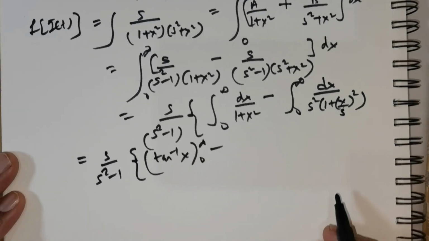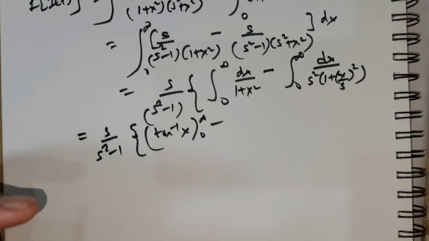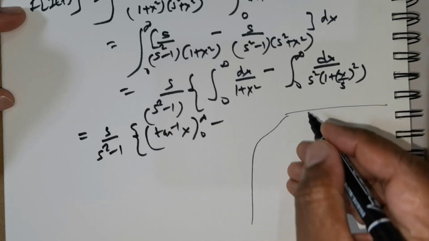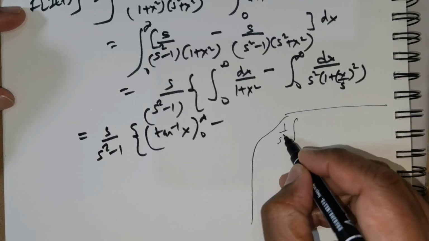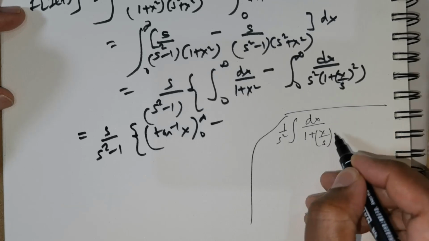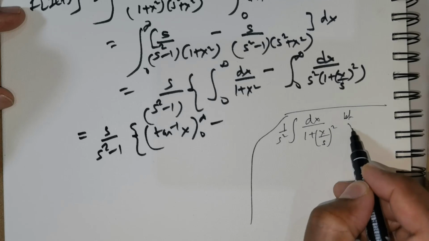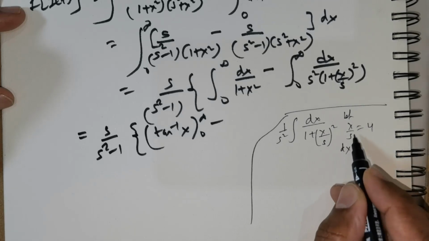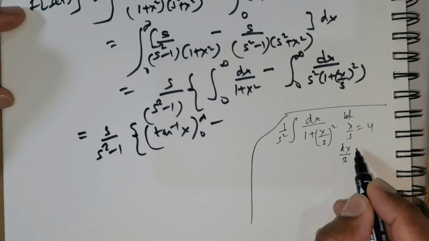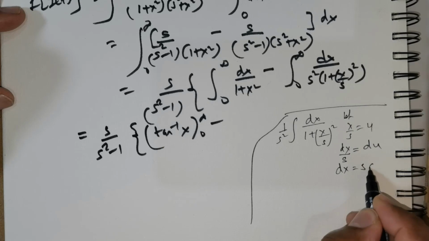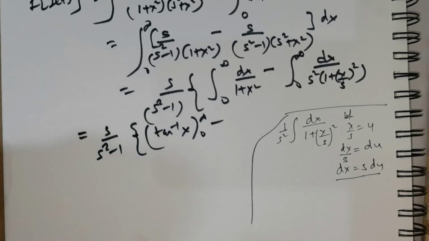Now I need to integrate this. So let me show the integration for that quantity. I hope you can see this. Consider the integral, let this constant be out, dx over 1 + (x/s)². Now I wish to take x over s to be equal to u. This is a constant, so dx will be equal to s times du. So this is how it will be, right?